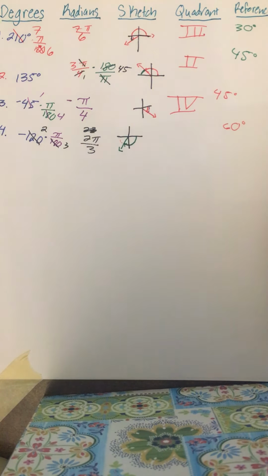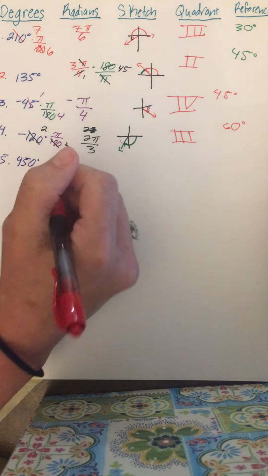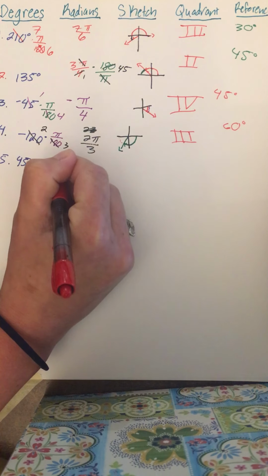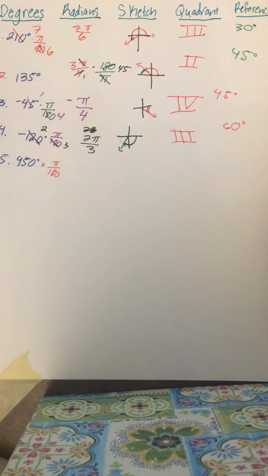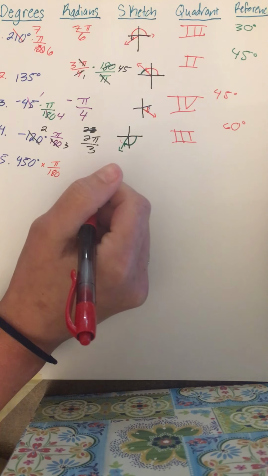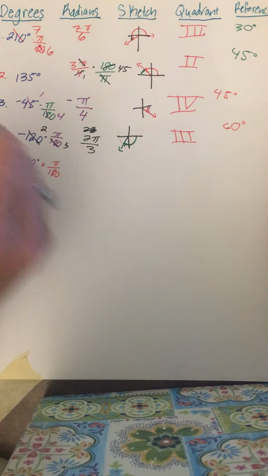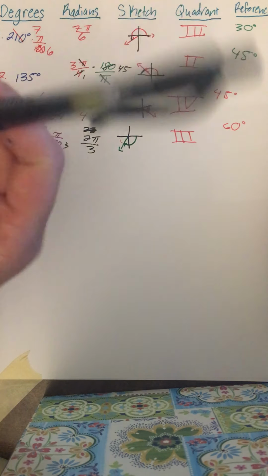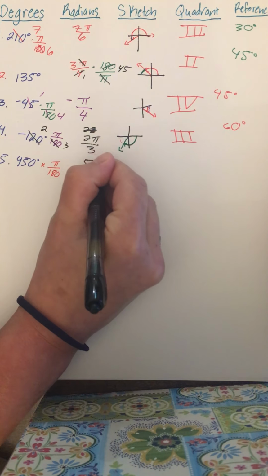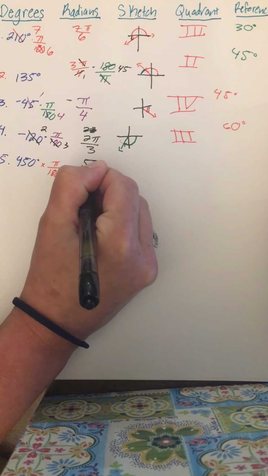Okay, let's look at number 5. On number 5, this is 450 degrees. Now that means that this is going to be more than a circle, more than one full rotation. Let's convert this to radians by multiplying times pi over 180. And when we multiply by pi over 180, we can simplify 45 and 180 by dividing by 90. And that gives us 5 pi over 2.